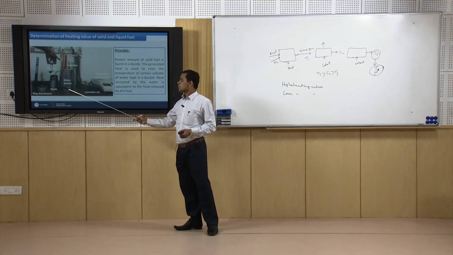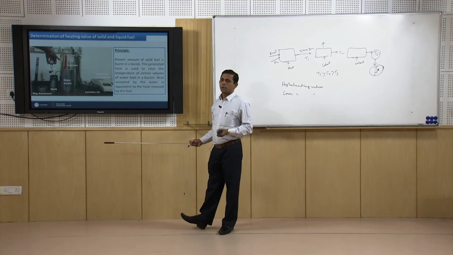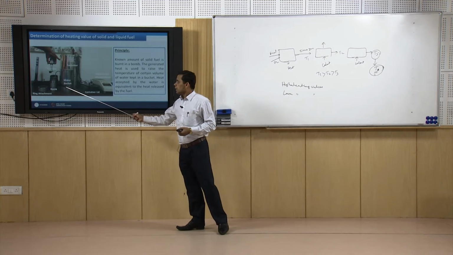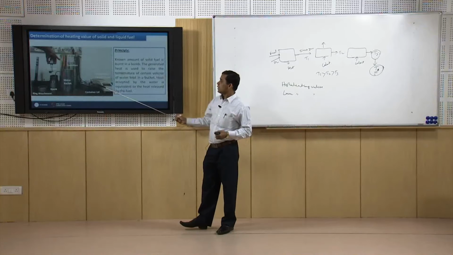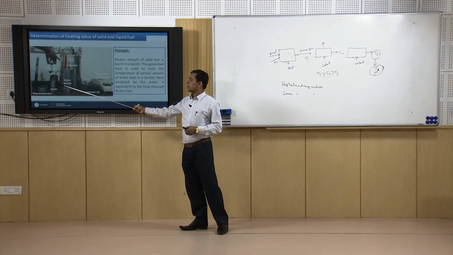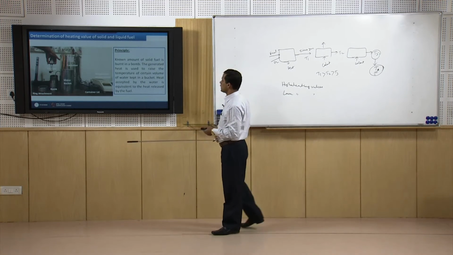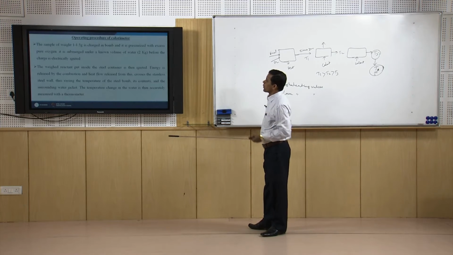So, this is the mechanism. The heat released by the solid or liquid waste is captured by the bomb as well as the water inside the bucket, and the temperature rise is measured. So, m cp delta T, the amount of heat received by the water and the bomb, is equal to the amount of heat released by the solid or liquid materials in the bomb.